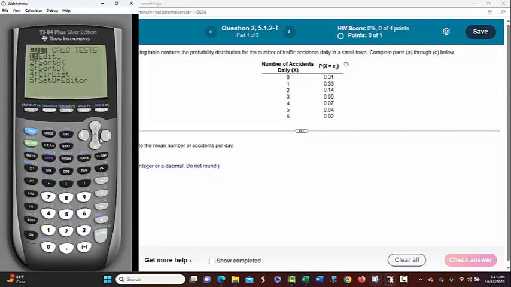we go stat, edit, list. I'm going to clear all these out by going up here at the top, hit clear, nothing happens, but you move the arrow, they go away. It's weird. I'm going to put all the X's in L1. X's must go in L1, and the probabilities must go in L2.